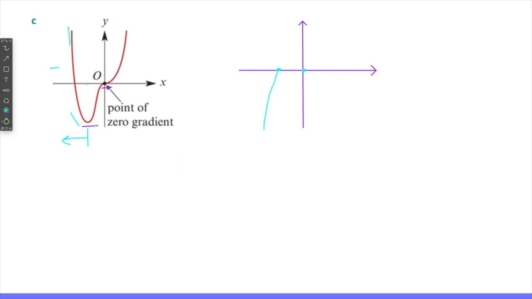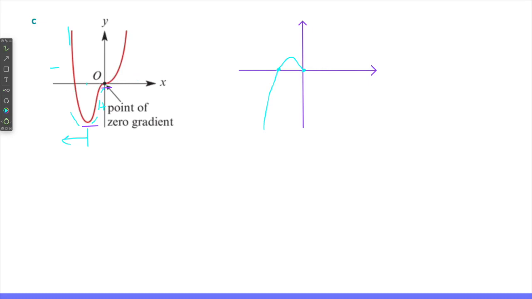Now my second part is what happens in between these 2 stationary points. Well, first of all, my gradient I can see is positive. It starts off quite shallow, becomes steep, but then it shallows off again. And so if I follow that idea, it starts off quite shallow, which means it's a small gradient, small positive, becomes a greater positive gradient, but then it shallows off again until it hits a 0 gradient once again.